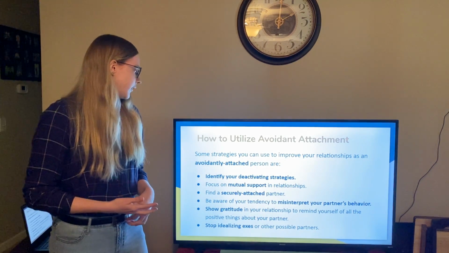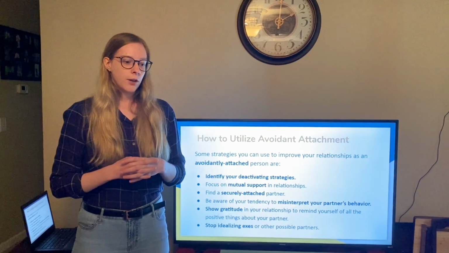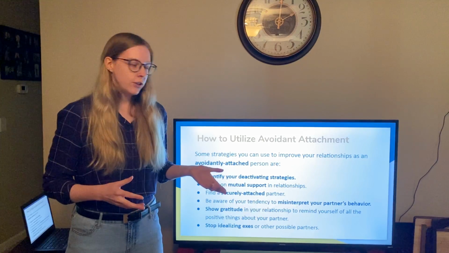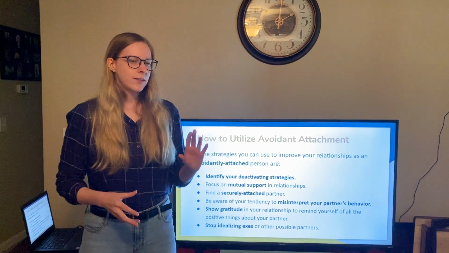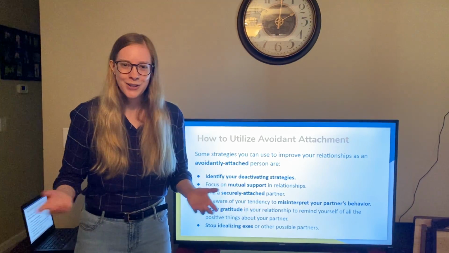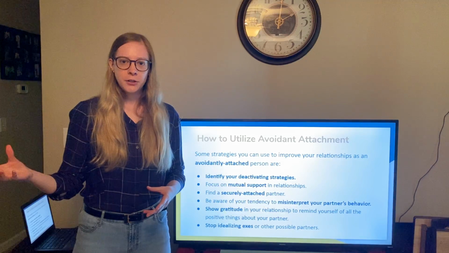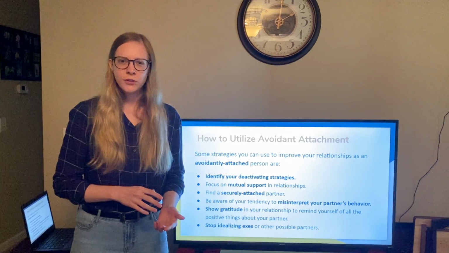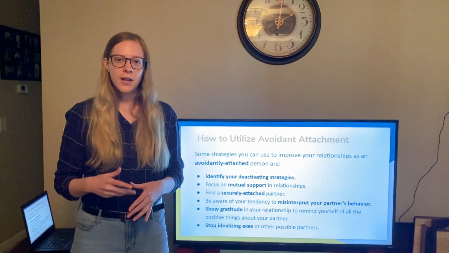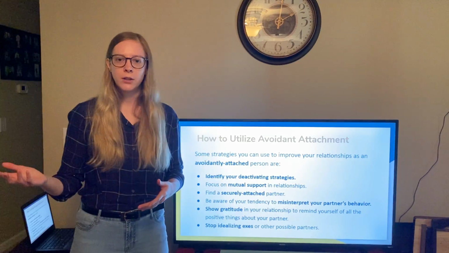Next, be aware of your tendency to misinterpret your partner's behavior. For avoidantly attached people, this can be similar to the deactivating strategies, where you think somebody is terrible because they don't put the toilet seat down when they go to the bathroom. You can take the behaviors that your partner uses and think they're a lot worse than they are. So make a conscious effort to not misinterpret your partner's behaviors, and just ask them about it if you're not sure if they're doing something to annoy you or irritate you.